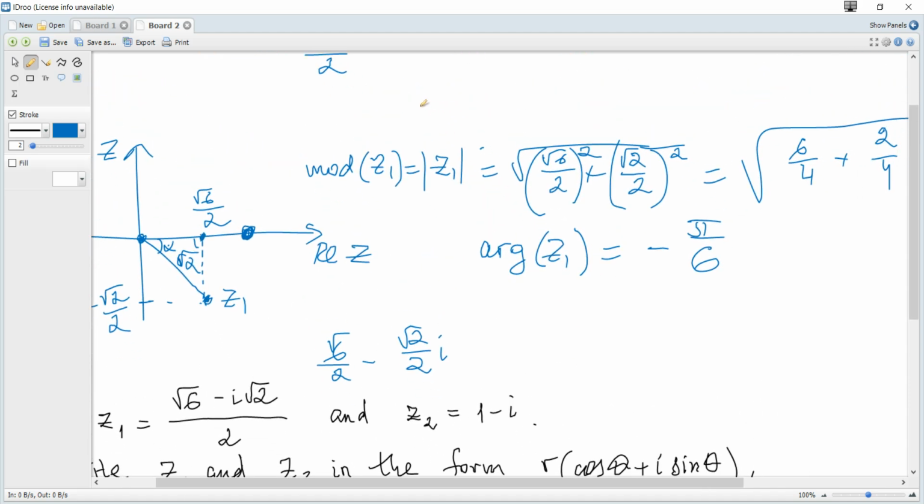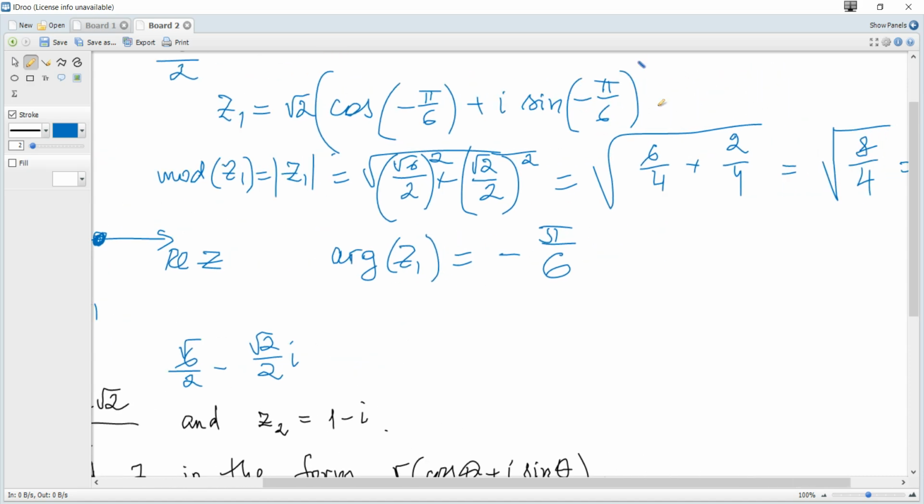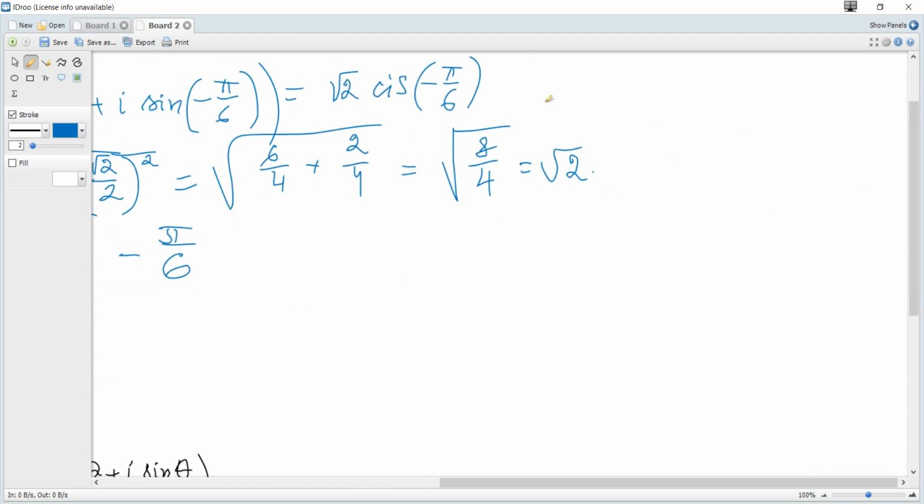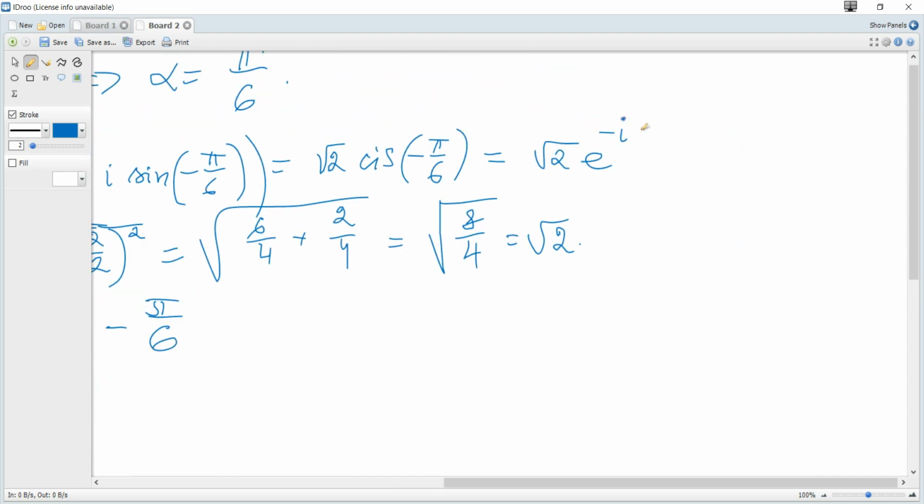Hence z1 in modulus argument form becomes root 2 times cosine of negative pi over 6 plus i sine of negative pi over 6. It's also the same as root 2 cis negative pi over 6, or root 2 e to the power of negative i pi over 6. It's the Euler's form.